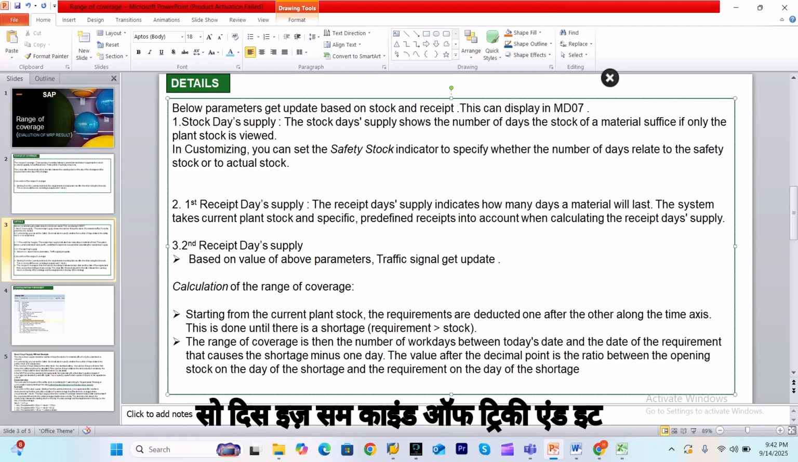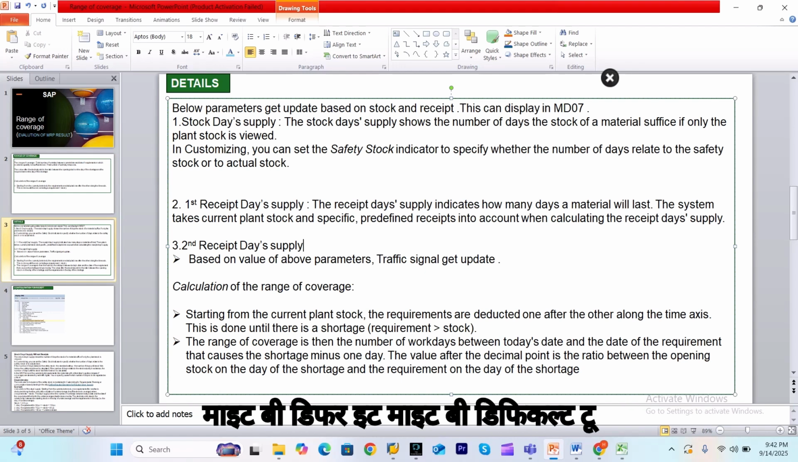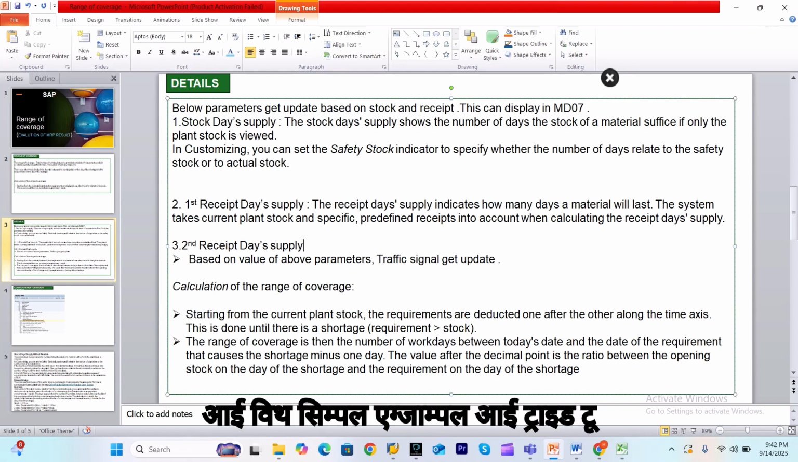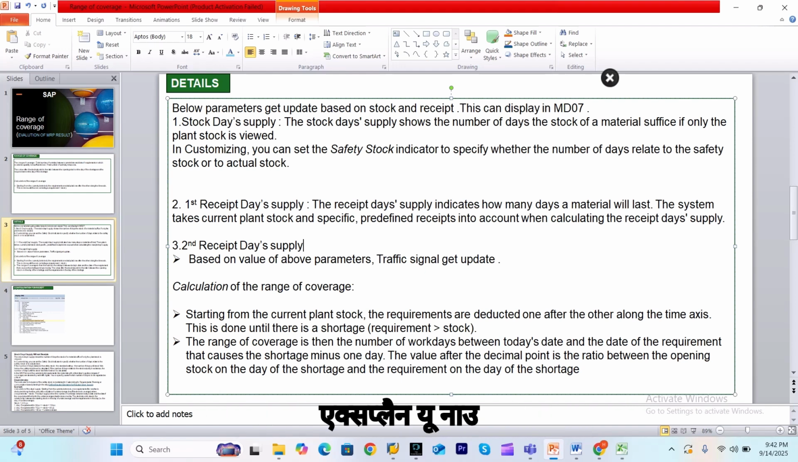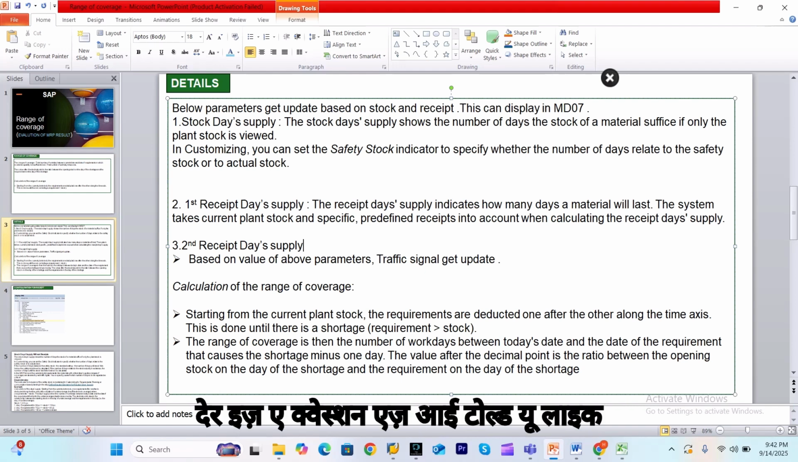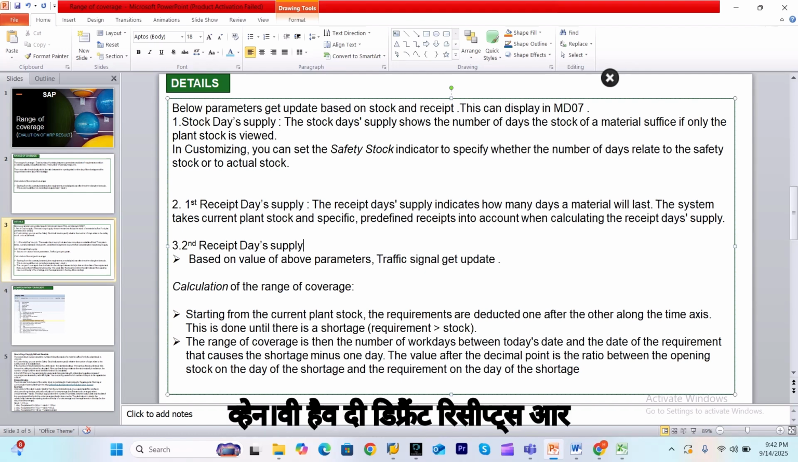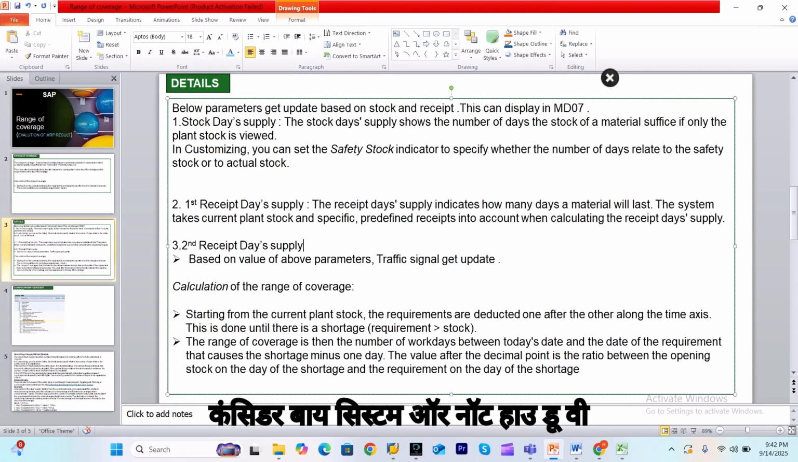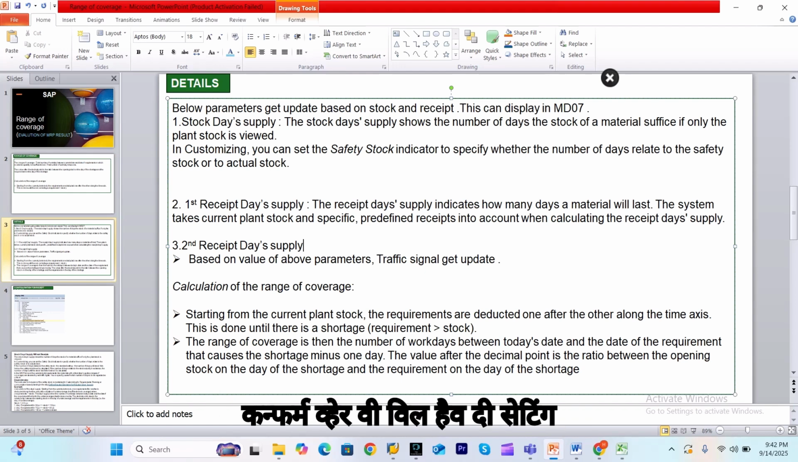Okay, so this is somewhat tricky, and it might be difficult to calculate when you have multiple requirements and multiple receipts. But with a simple example, I tried to explain it to you. Now there is a question, as I told you, when we have different receipts, how does the system decide which receipt should be considered or not, how do we confirm, where will we have the setting.